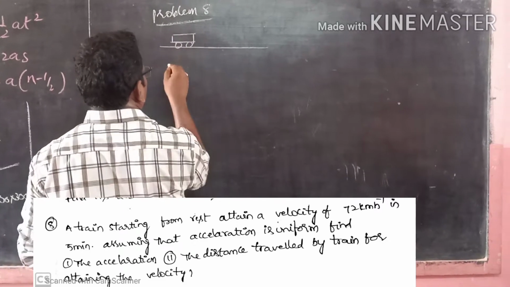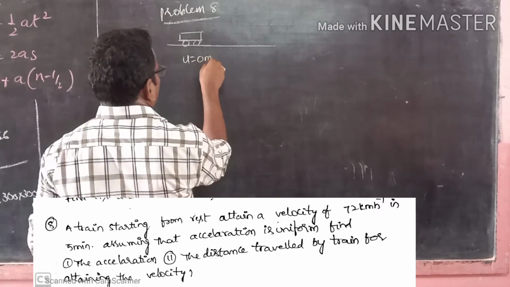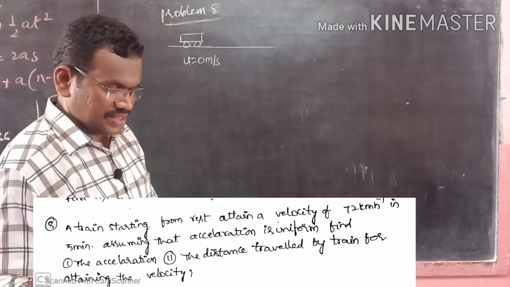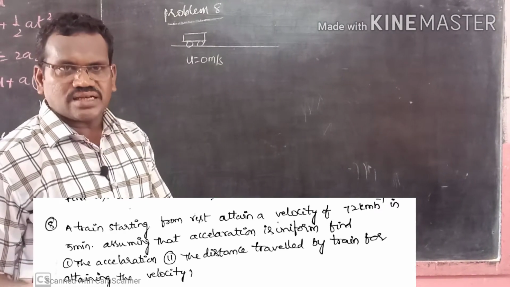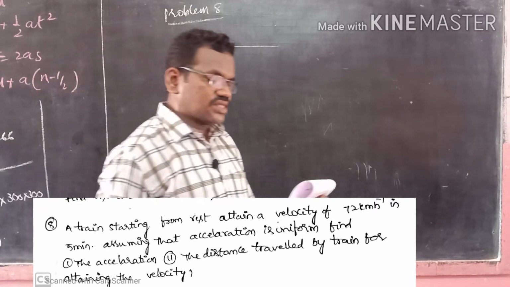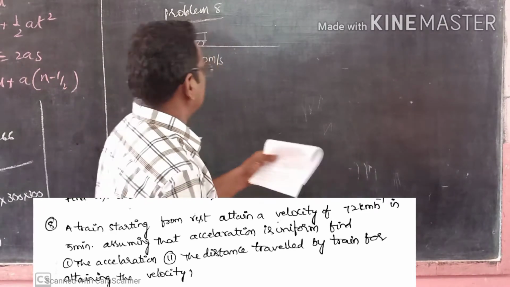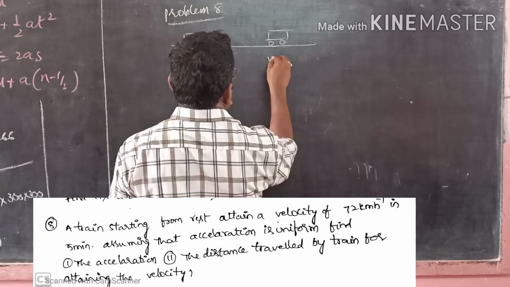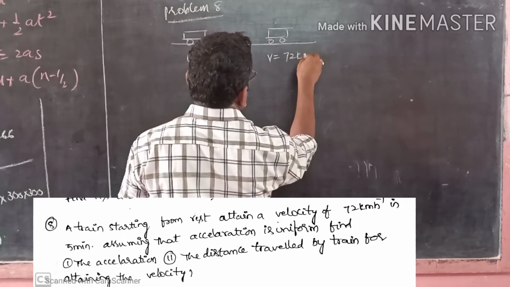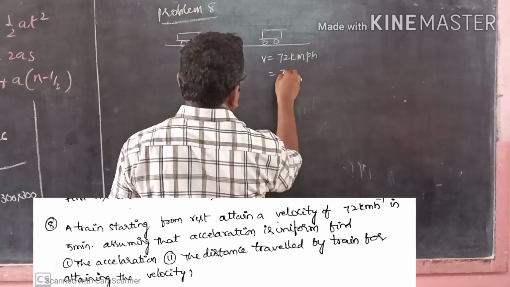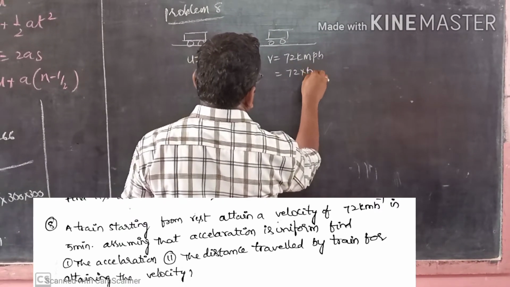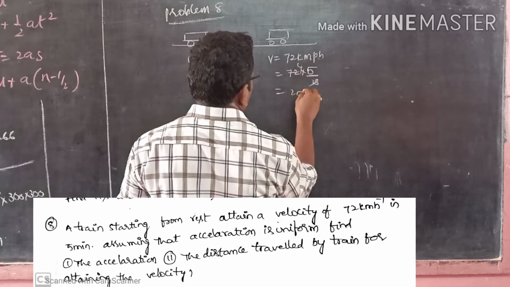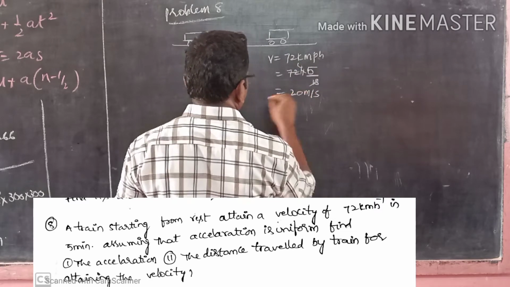Consider this is the train which started from rest, 0 meter per second or 0 kilometer per hour, whatever it may be, and it gains some velocity, meaning the final velocity is here. Now the train is here. Final velocity is nothing but 72 kmph. This is nothing but 72 into 5 by 18. 18 ones, 18 fours, 20 meter per second.